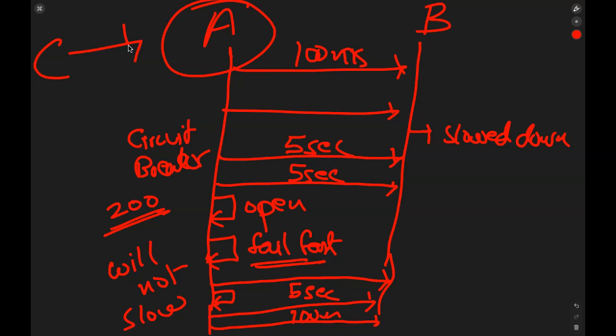You would define a condition saying, if out of 10 requests, let's say 50% of the requests are failing with some sort of exception, you would want the circuit to go into the open state.